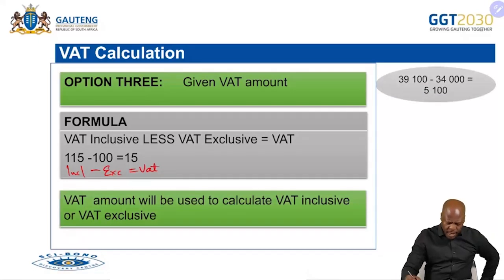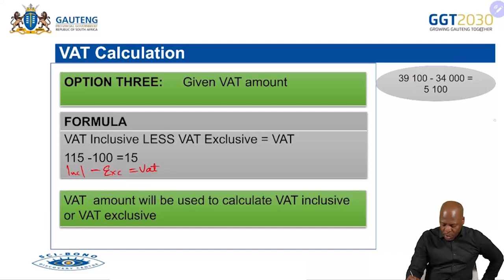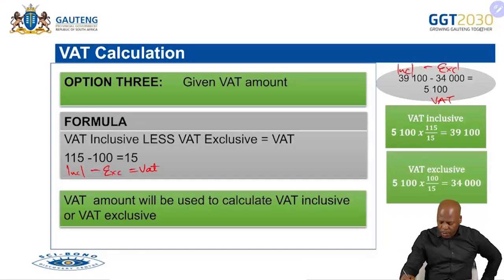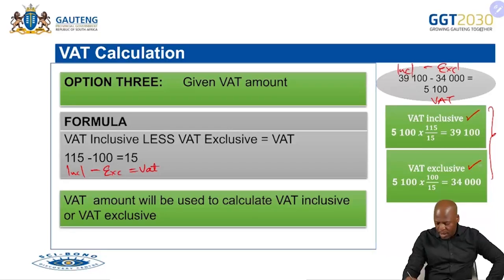So here you can see, if you go back to the figures that I was using earlier on, if you take your VAT inclusive, this was my inclusive. If you take your inclusive, you subtract your exclusive, you would then get your VAT straight on, and your VAT becomes 5,100. Now, these are the 2 methods that I used earlier on, when you're given the inclusive and when you're given the exclusive.